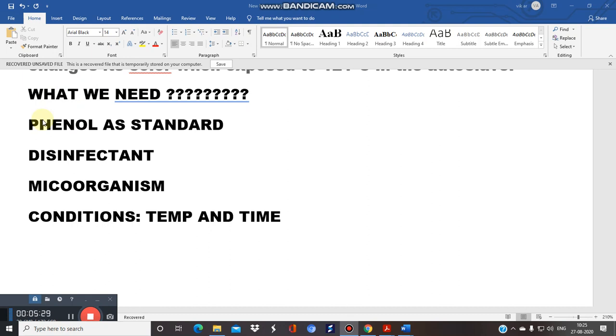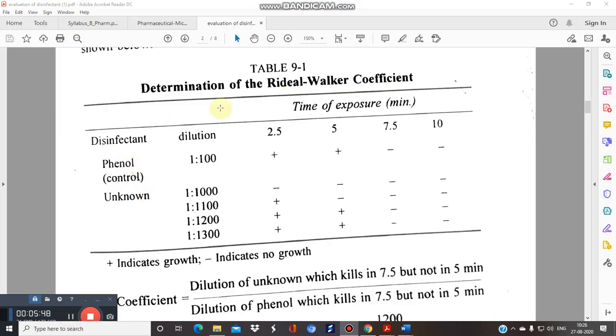Okay, and you will calculate the Riddle-Walker coefficient. So see again what we need. Yes, we need phenol as a standard. We need the test disinfectant. Of course, we need the microorganism upon which we have to see the efficacy of our disinfectant. In this case, in the Riddle-Walker test, we use Salmonella typhi, and we need, of course, different temperature and time conditions. Please see this table. The determination of the Riddle-Walker coefficient. How will you calculate the Riddle-Walker coefficient?